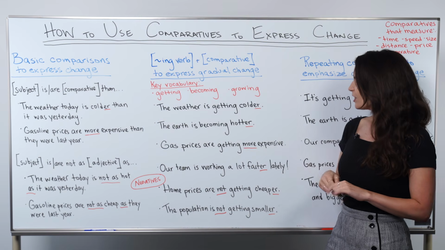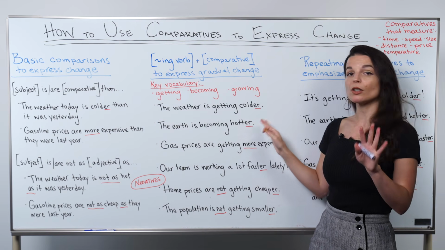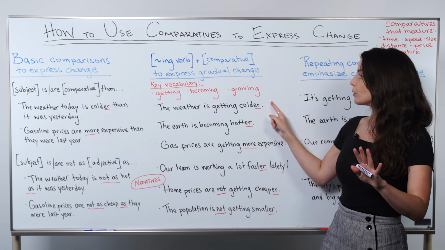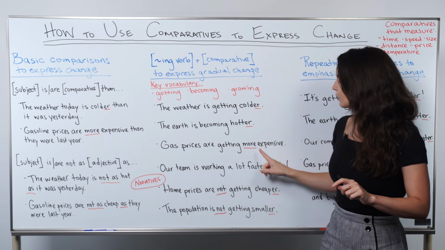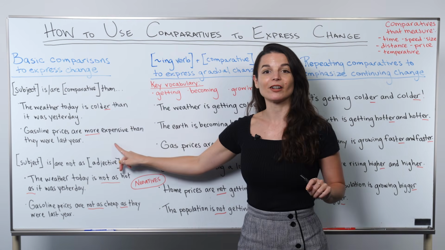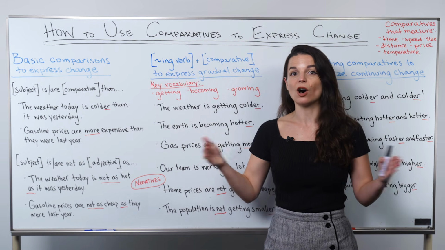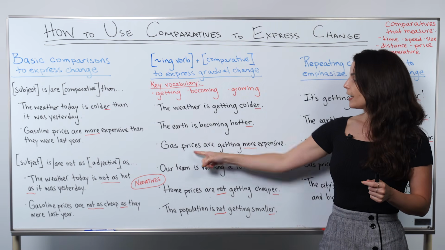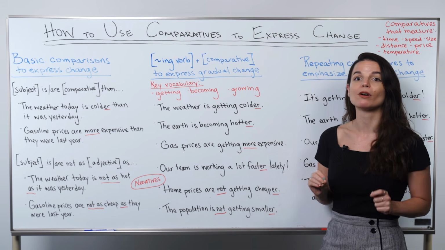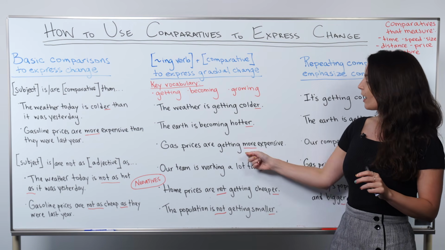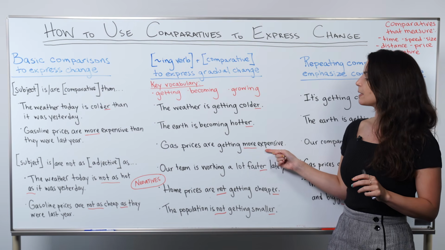Okay, let's continue to another example. So these two examples use this basic ER comparative form. Now let's take a look at this comparative form. What do you do when you have a long adjective? So gas prices are getting more expensive. Gas prices are getting more expensive. So again, we have this comparative, more expensive here.